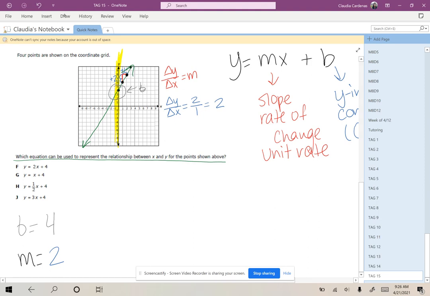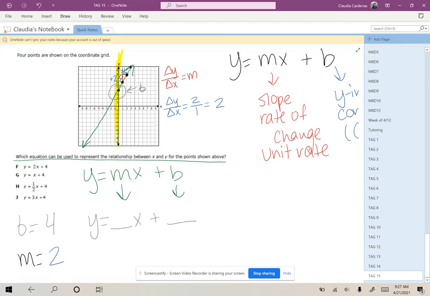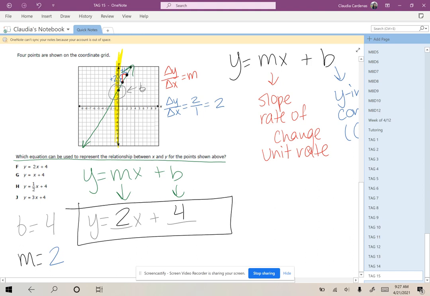In other words, my rate of change is increasing by 2 and going over 1, increasing by 2, going over 1. So now that I have my pieces, I know my format is y equals mx plus b. I'm getting ready to substitute the information I just found into my formula. This is a way we can set it up to review those pieces. I know m is 2, and I know b is 4. Therefore, my equation is y equals 2x plus 4. So I see that's answer choice F.